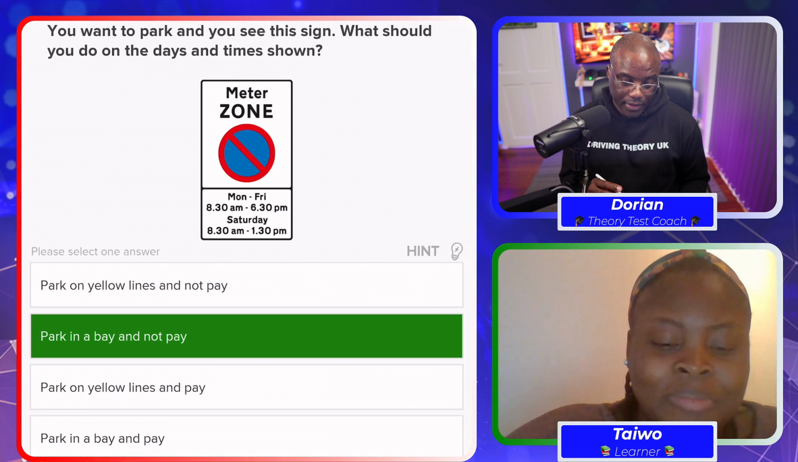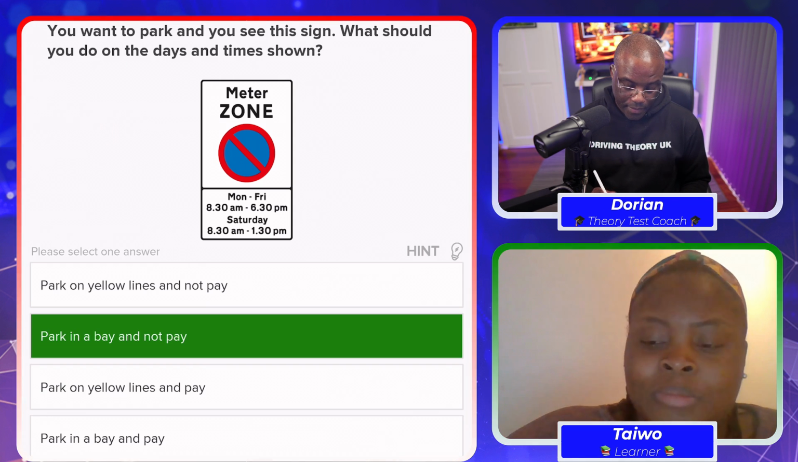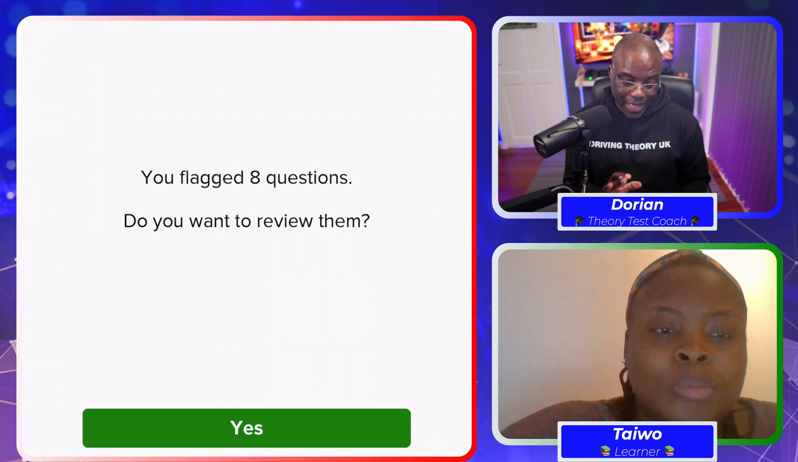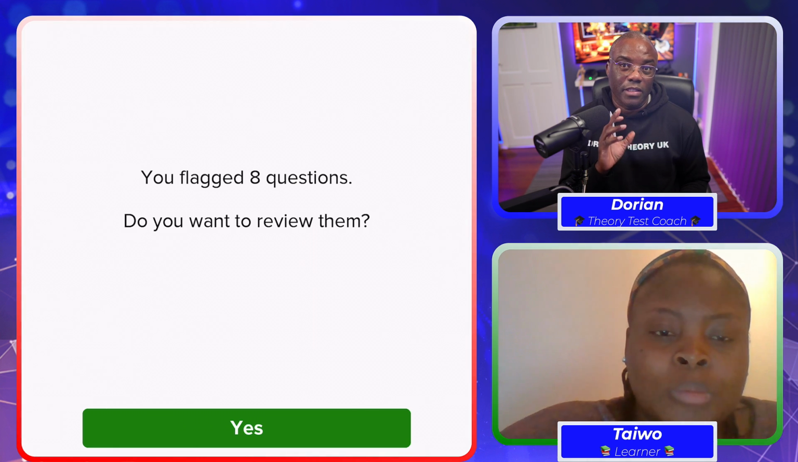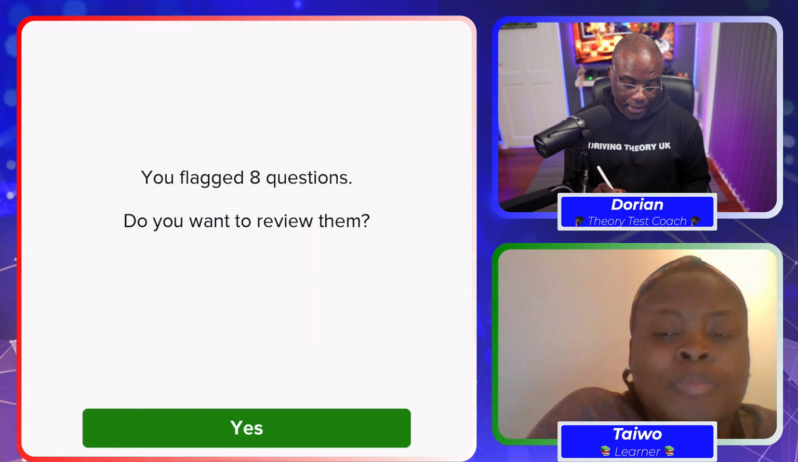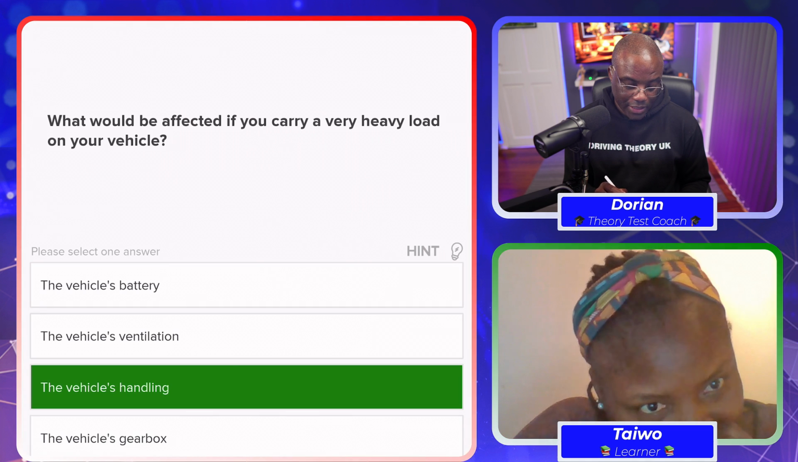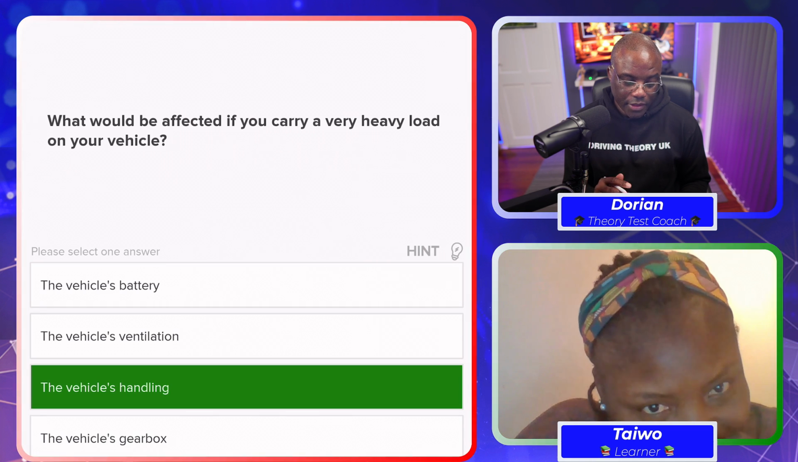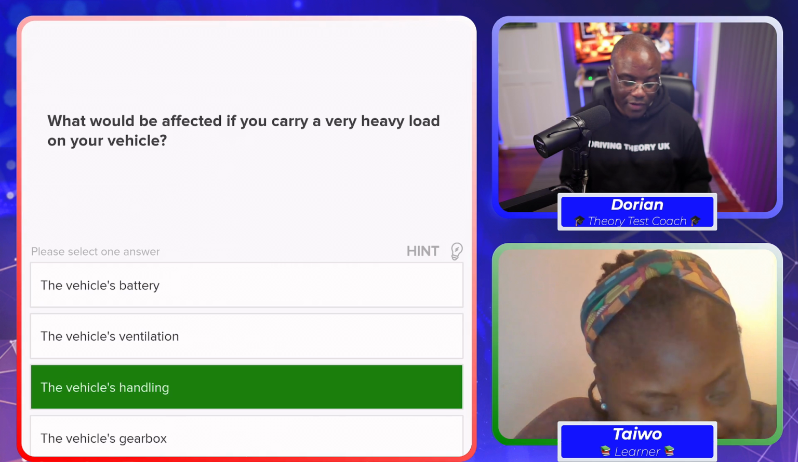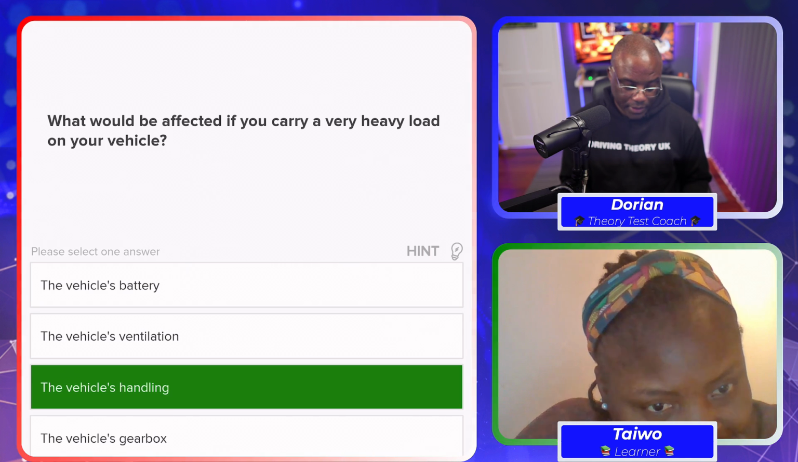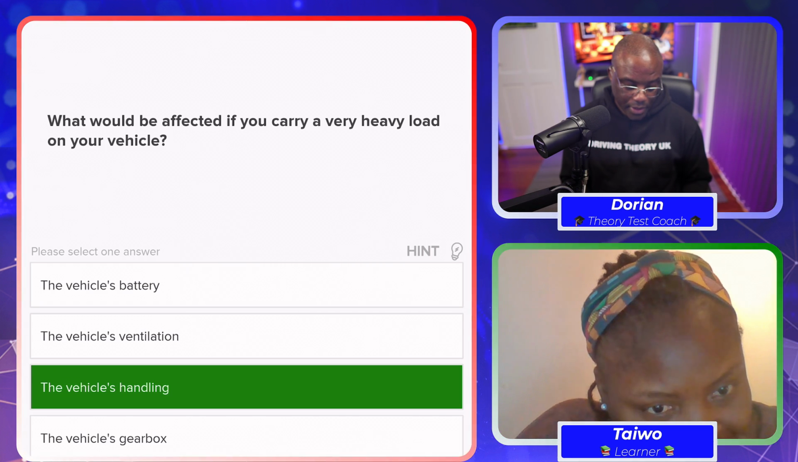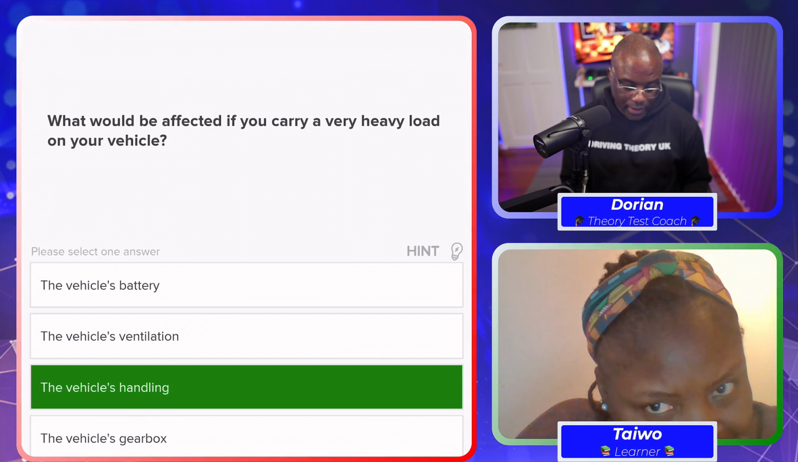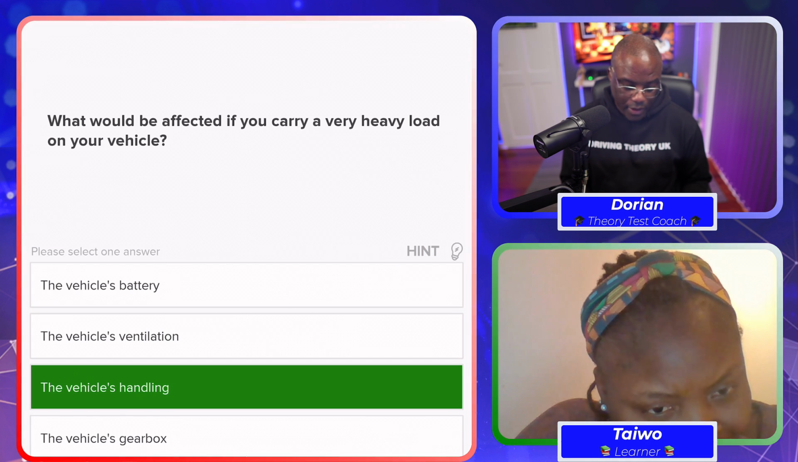Okay, that's fine. It's going to give us the flagged ones. So it's 8 flagged, but some of them I flagged because I want to pick up on something. So that's the first one. What would be affected if you carry a very heavy load on your vehicle? You got vehicle handling. I think I flagged this one.